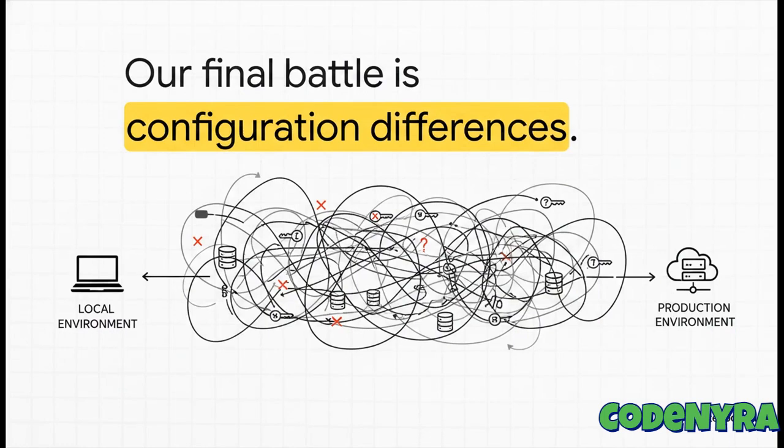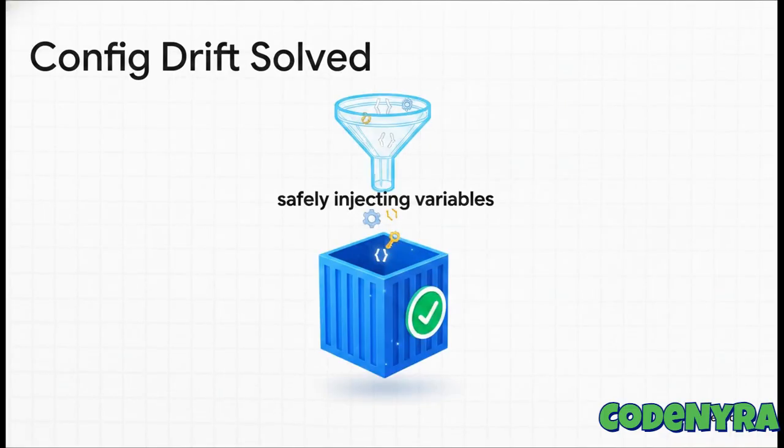The final hurdle? Configuration differences. Think mismanaged API keys or totally different database paths across your servers. Docker securely injects those variables at runtime. This keeps your sensitive setups perfectly consistent from local to production.